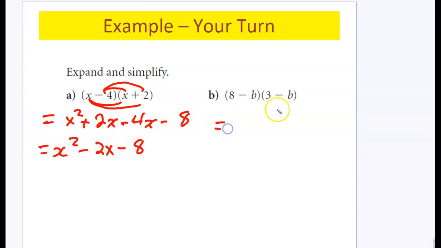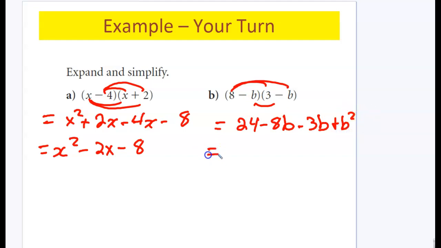In the next example, 8 times 3 is going to be 24. 8 times negative b is negative 8b. Negative b times 3 is negative 3b. And negative b times negative b is b squared. Again, collecting like terms, I get b squared minus 11b minus 24.